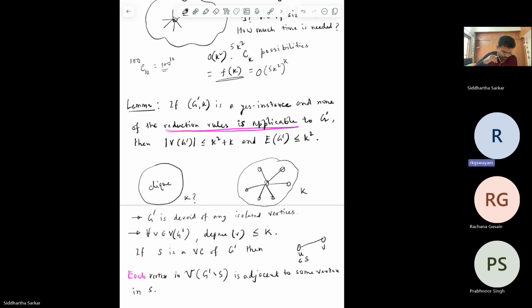Yes, this is right. All those vertices which are not part of the vertex cover would be adjacent to an element of the vertex cover. Then only all the edges are going to be covered, because the vertex cover is covering all the edges.